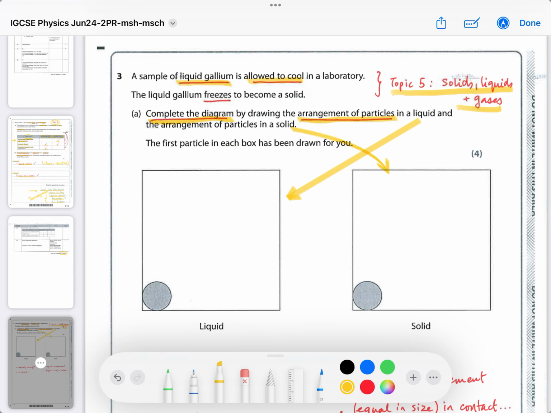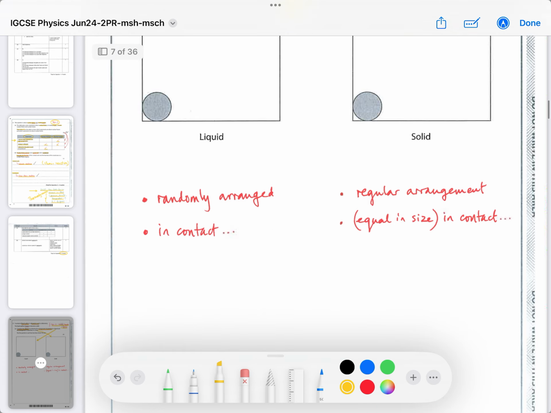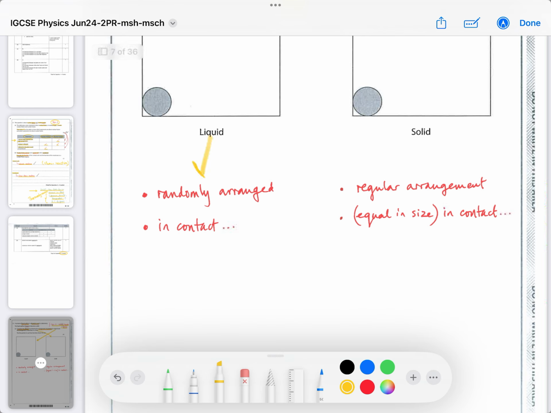and you have to draw them carefully. Okay, the first particle has been placed in there for you. I haven't drawn it, but you need to make sure that the liquid, the particles are randomly arranged. It's not a rigid structure, whereas the solid are regular arrangements. So you need to draw all of the particles the same size, and both of them are in contact with each other. Yeah, equal in size, in contact. These are irregular and these are regular.